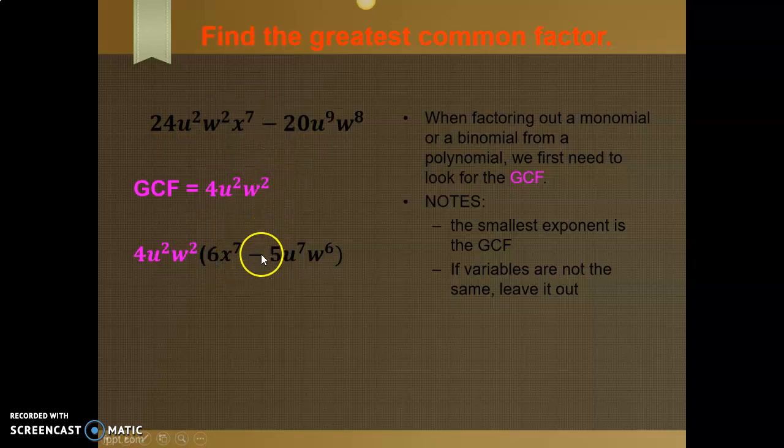Then we have a minus sign, so we keep that. We know that 5 times 4 will give us 20, so we have our 5. We have a u squared here, but we have a u to the 9th here. So we need 7 more u's, so that's how we get u to the 7th. And then w to the 6th, we have 2 w's here, but we need 8, so we need an additional 6. So this is what we end up with for our answer.